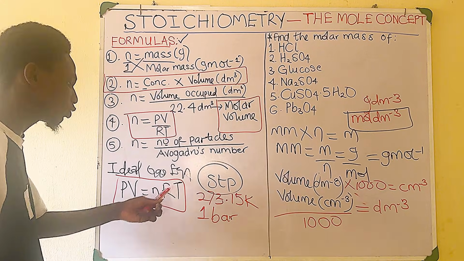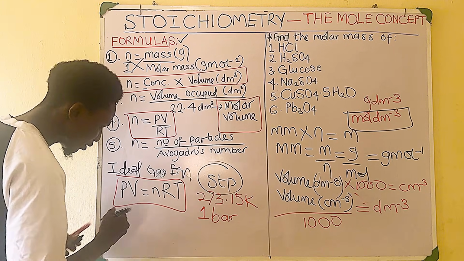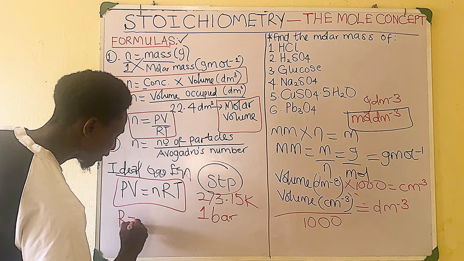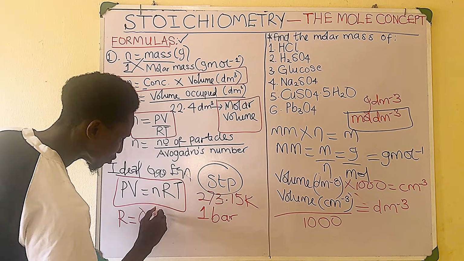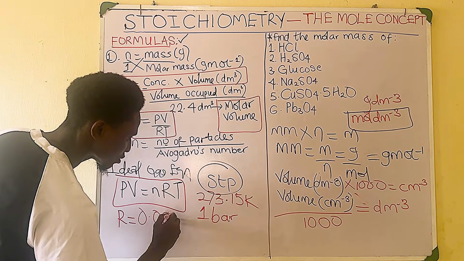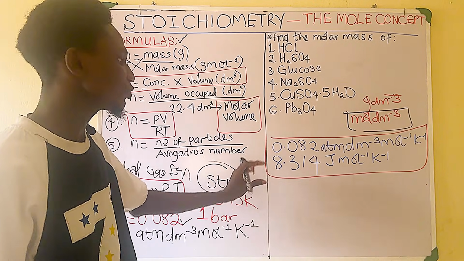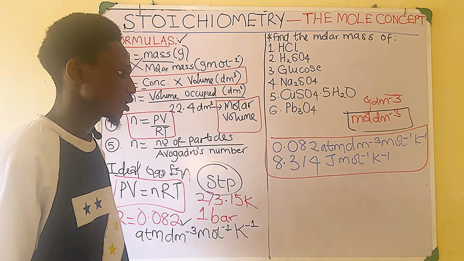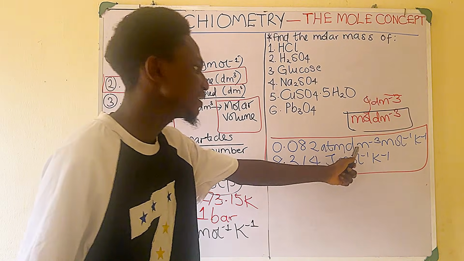Now, I think you should take note of R. The value of R is a constant. In O-level chemistry, we usually use 0.082. We can actually have 2 units for the ideal gas constant. It can either be atmosphere dm cube.